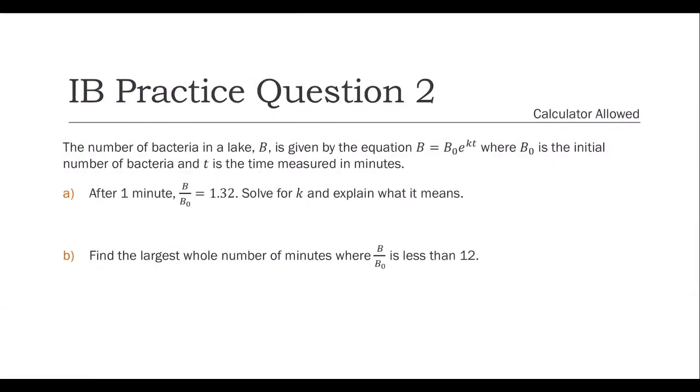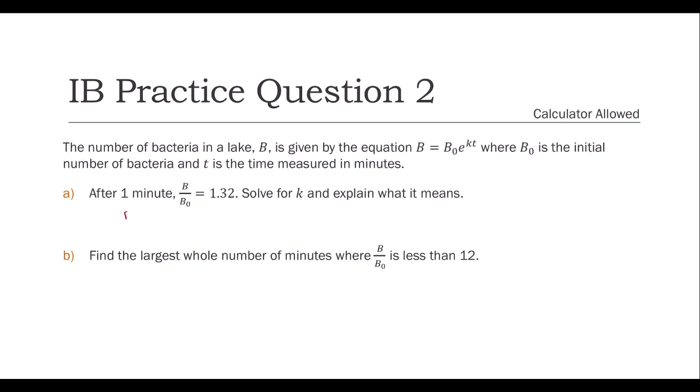Now we have our second IB practice question where the calculator is allowed. It says the number of bacteria in a lake B is given by the equation B equals B sub naught e to the kt, where B sub naught is the initial number of bacteria and t is the time measured in minutes. After 1 minute, B over B sub naught is 1.32. Solve for k and explain what that means.